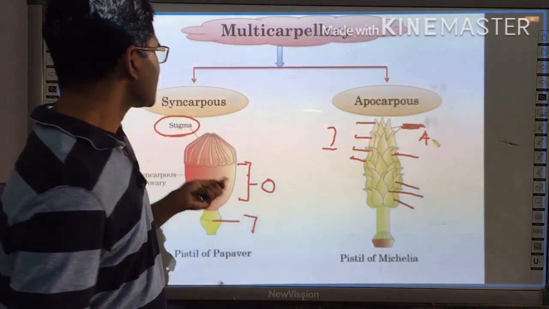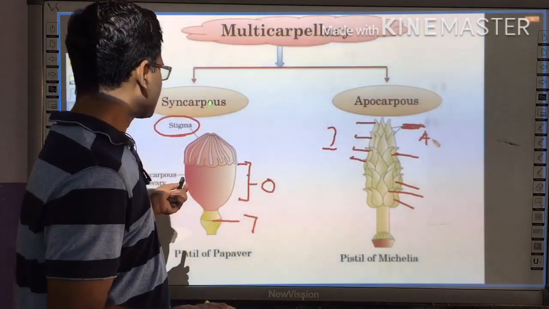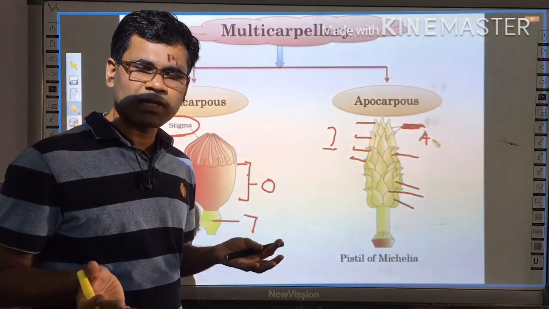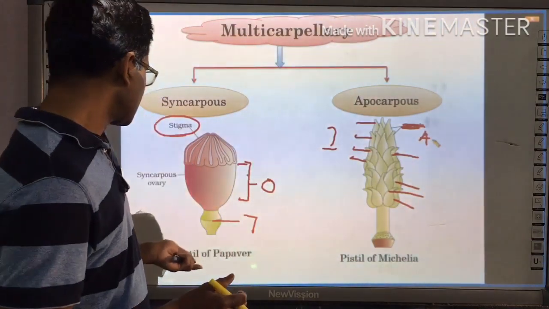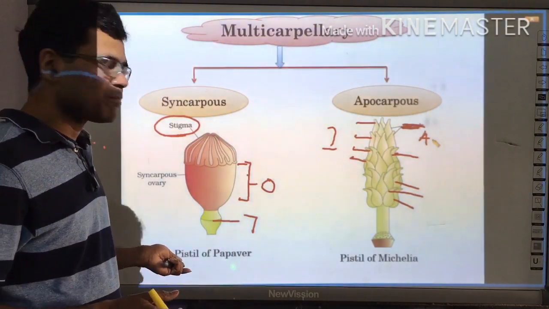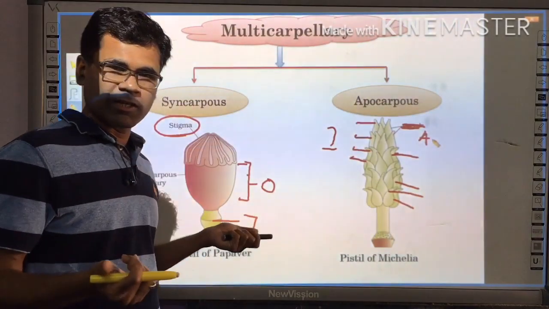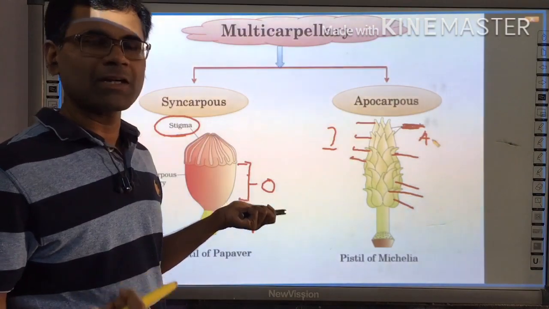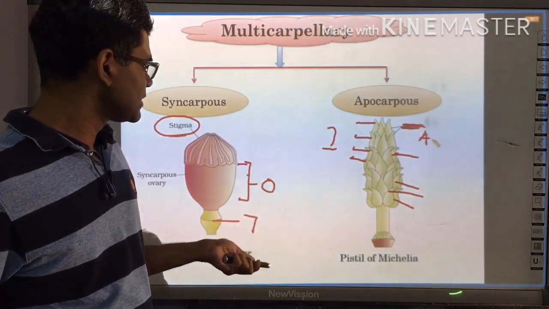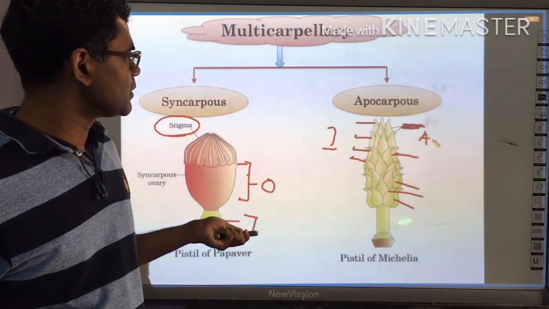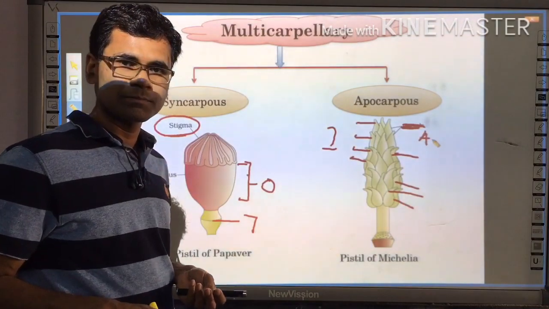Okay. So these are the two conditions, syncarpous and apocarpous. Again, let me repeat. Syncarpous, where many carpels are there and the carpels are fused together. Example is the pistil of Papaver. And apocarpous, if many carpels are there, multicarpellary condition, but all the carpels remain free from each other, that is called the apocarpous condition, and the example is Michelia.